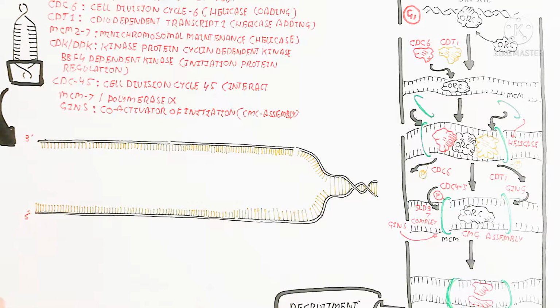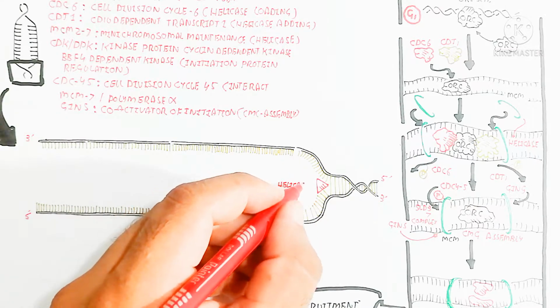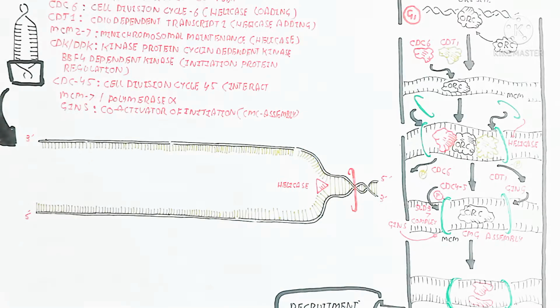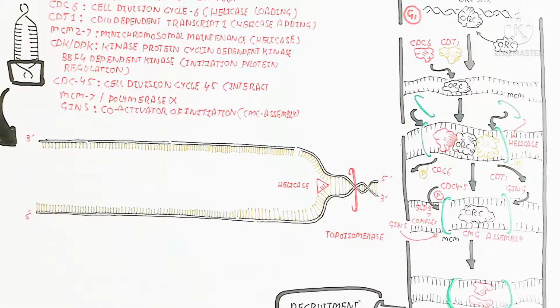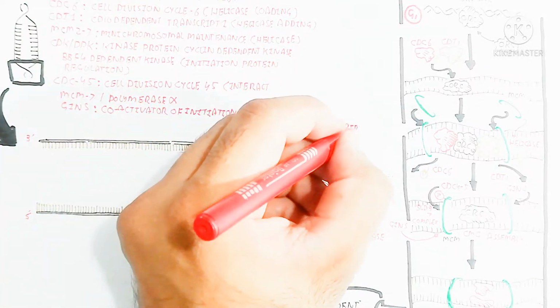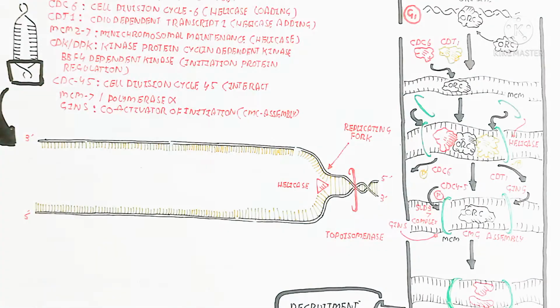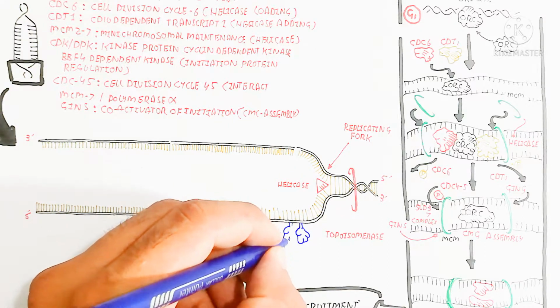The DNA replication bubble will create two replication forks. I am drawing a single replicating fork to understand. Here is the helicase enzyme, which is used to unwind the double helical structure and separate the two strands. And here is the topoisomerase enzyme, which deals with the topology of the DNA, so the shape of the DNA is maintained.